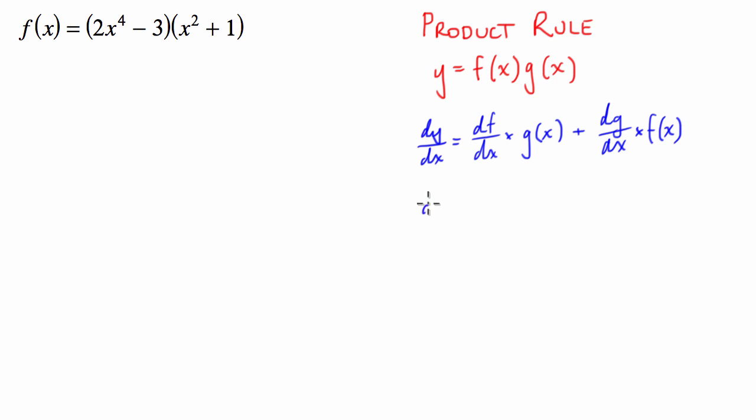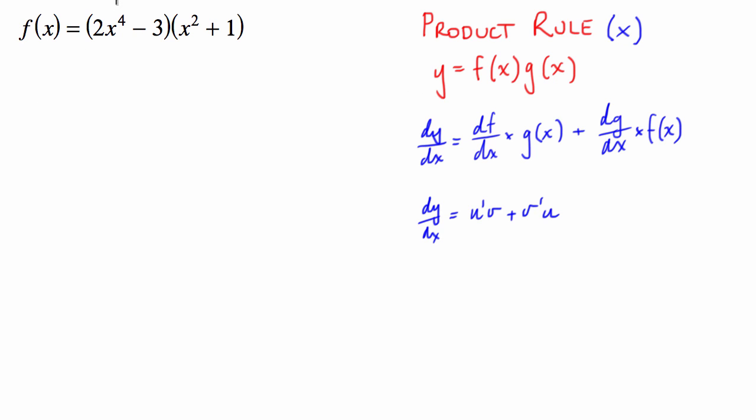Sometimes this is also written as dy dx is equal to u prime v plus v prime u. So those are two different ways that we can use it. And the way that we identify that as the product rule is we have two functions which are the product of each other, so they're being multiplied together. So the product rule is all about two functions being multiplied together. Similarly, the quotient rule would be two functions divided by each other.